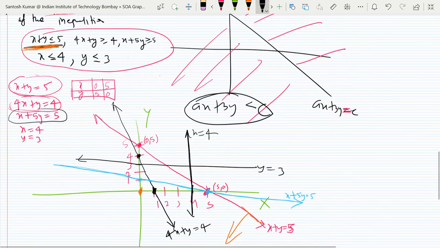So true. What does it mean? True means the point you have selected as a testing point lies in the solution set. So the solution is the lower part. This means you have taken the testing point in the lower half, so the solution lies in the lower half.